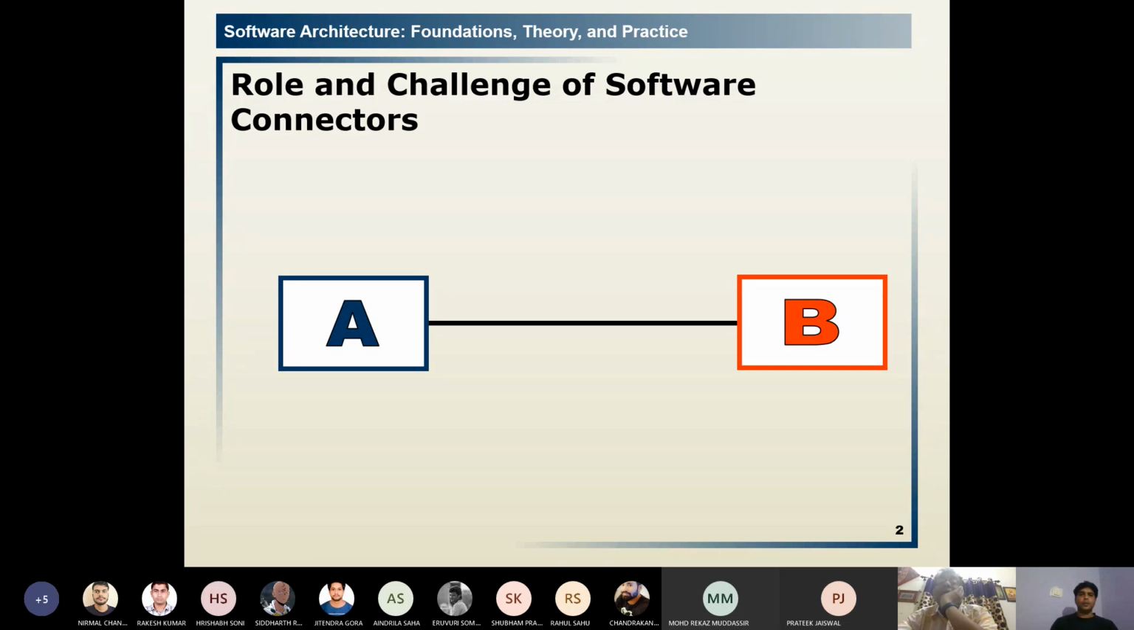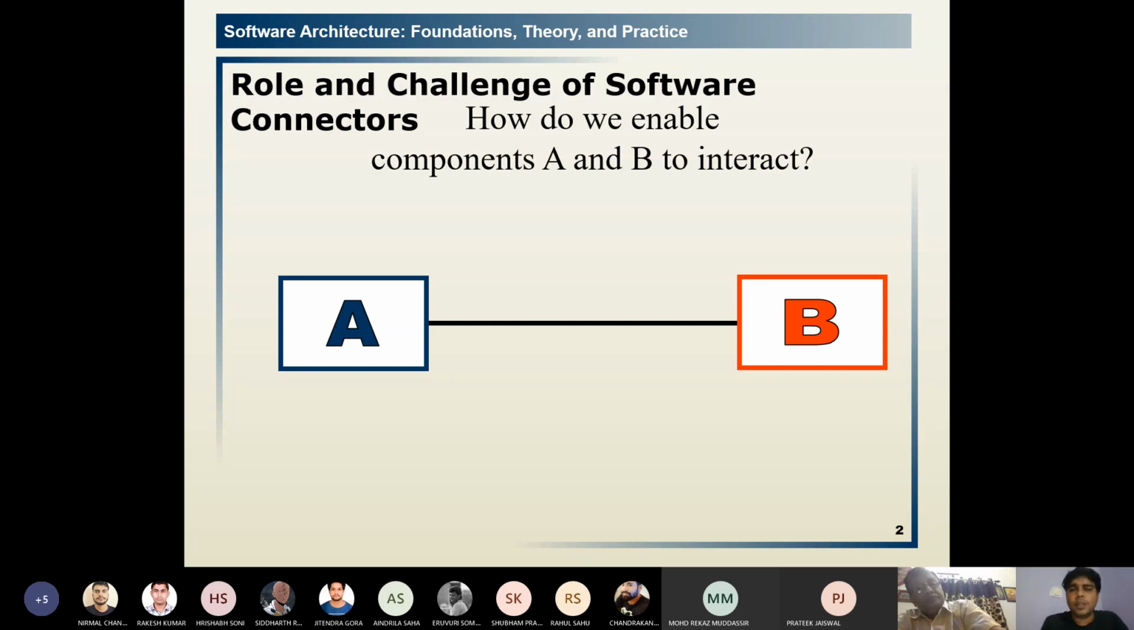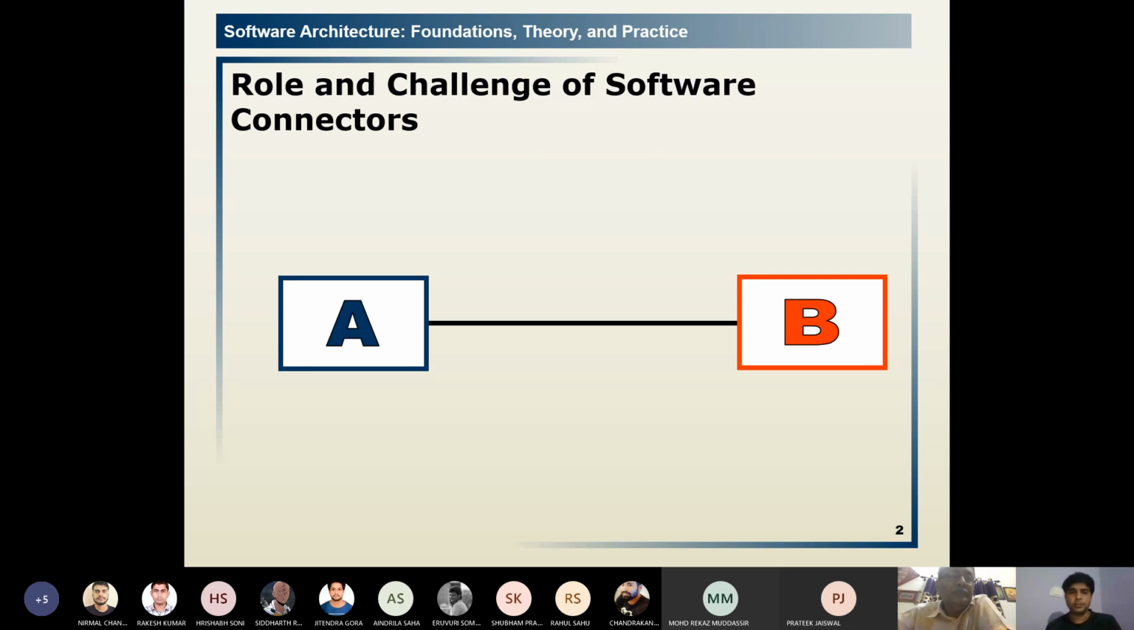There are 2 components A and B, and we need a connector between them. So how do we enable the components A and B to interact? It is a challenge. We need a connector, and what type of connector? A communicator or coordinator or converter or facilitator. So it is an adapter to A. Now the first objective is to attach an adapter. Adapter is a converter. You should know.